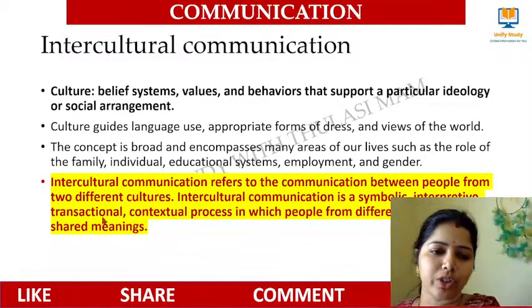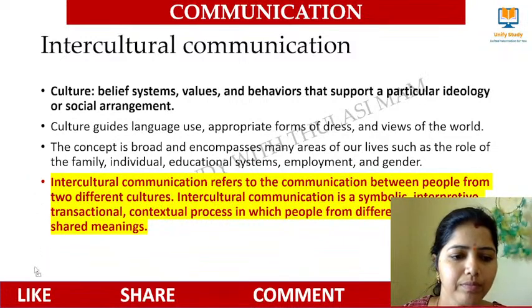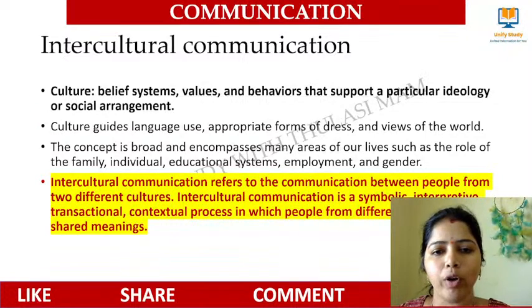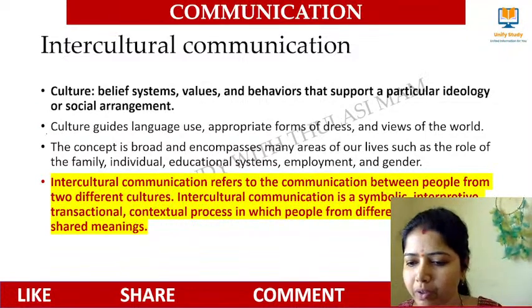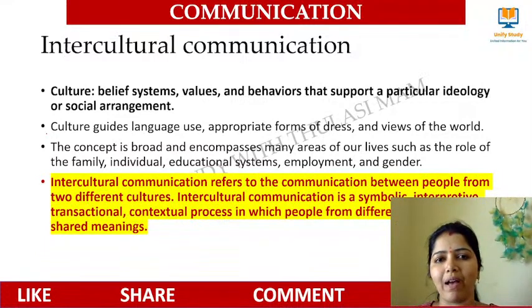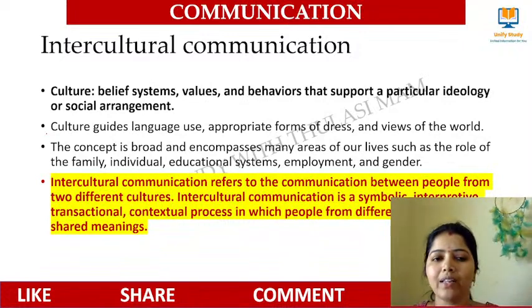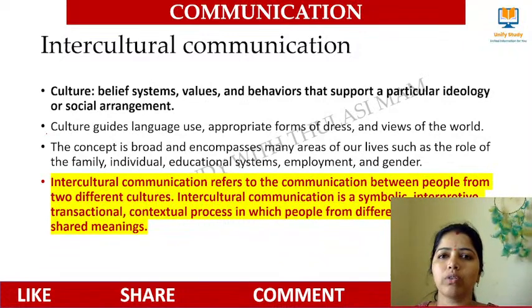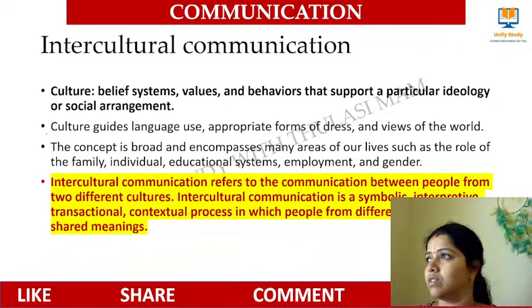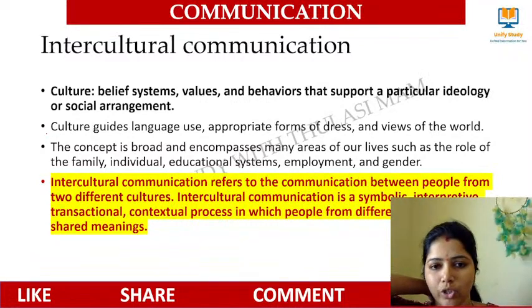What do you mean by culture? Culture is nothing but what? Actually, culture is having a belief system, values, and behaviors, which has some kind of an ideology in us. That's what we call culture, right? So the way we dress, the way we eat, the food we eat, and the living system, all these things collectively we call culture.